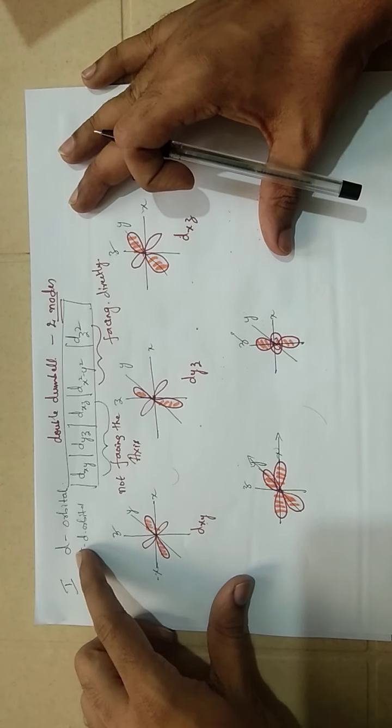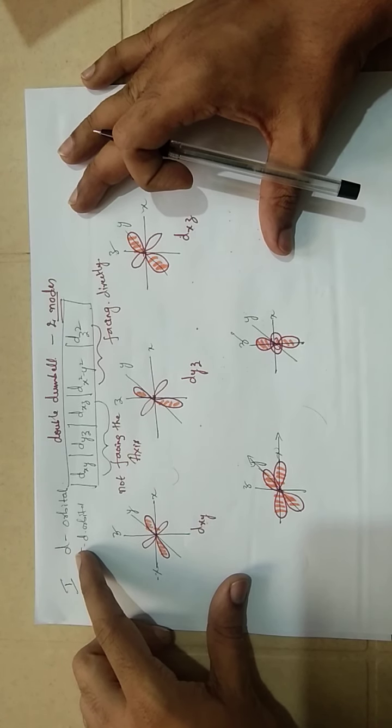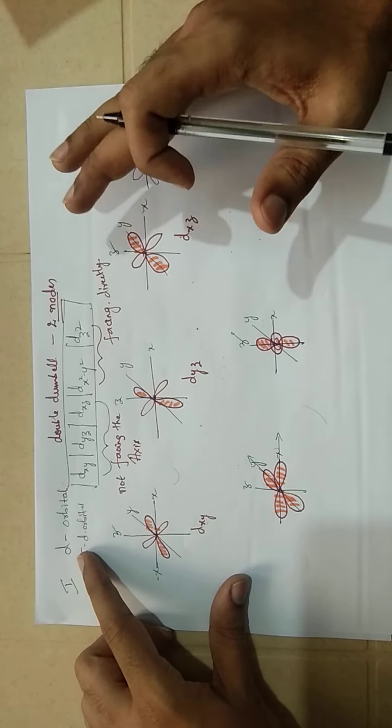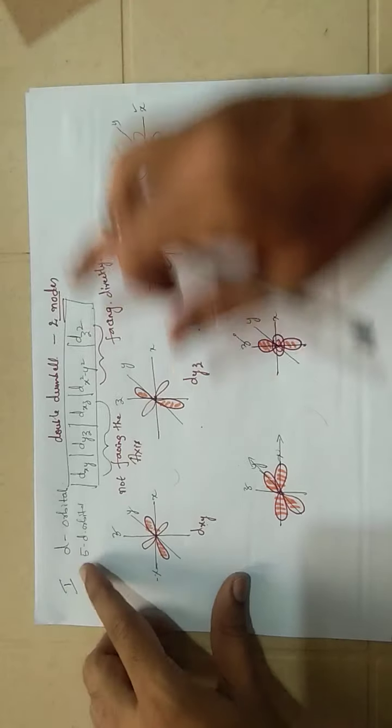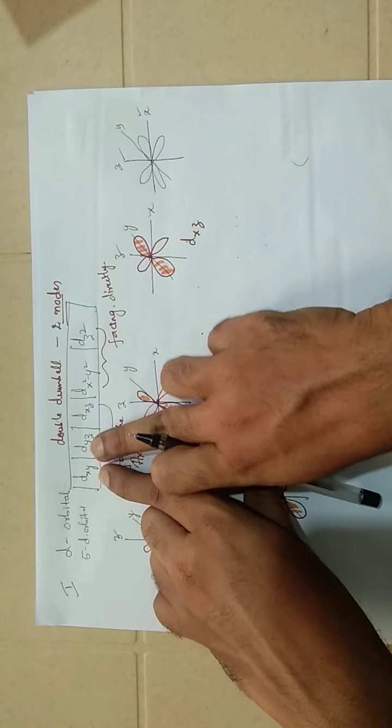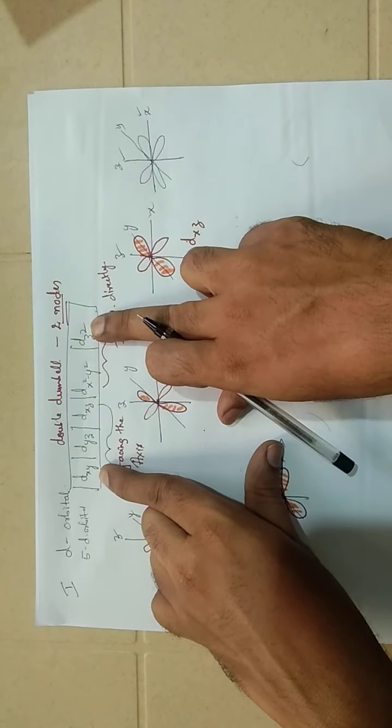Okay, we know that d orbitals are five-fold degenerate. What do you mean by degenerate? Degenerate means orbitals having the same energy. So in d orbitals, we have five orbitals having similar energy.